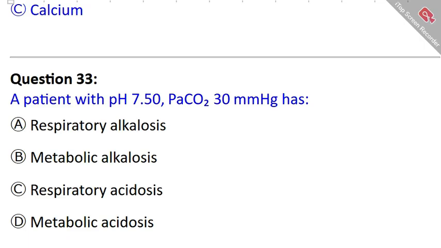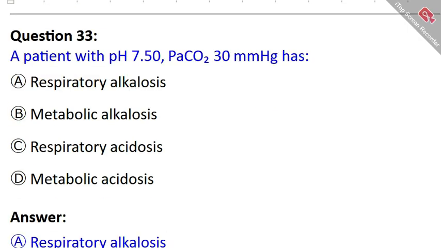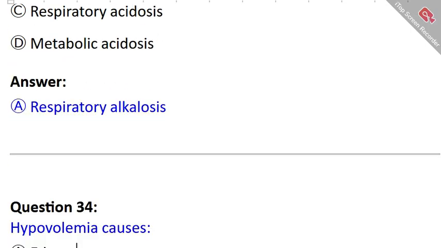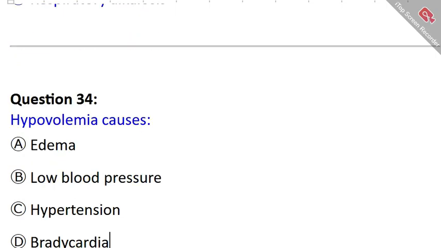If not, go and read about the pH, bicarb, PCO2 and then understand what it indicates, if the pH is increasing or decreasing, bicarb increased or decreased. This is just like a little calculation you need to do. In this situation, the correct answer is option A, respiratory alkalosis. Let's move to the next question, question number 34.